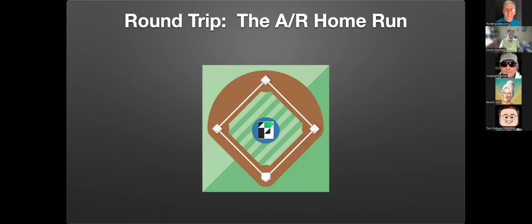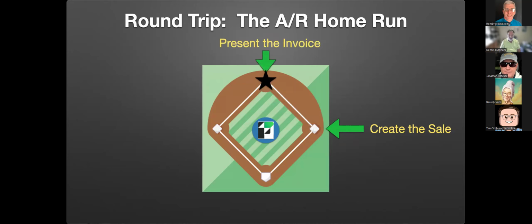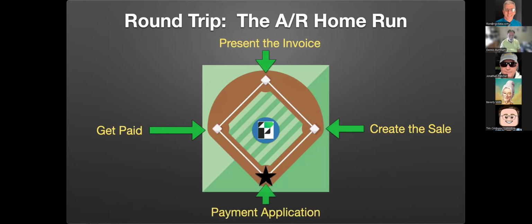So I call this the accounts receivable home run. By the way, if anybody has questions, you can just speak right up and interrupt me. We begin when in FileMaker, you're creating the sale. So you're creating some kind of a record that's maybe an order or a purchase of some kind. You go to second base when you present the invoice to the customer. And then you advance to third base when you want to get paid. And then finally, obviously, when you get paid, you want to apply that payment to your application. I should say apply the payment to the record in the database.